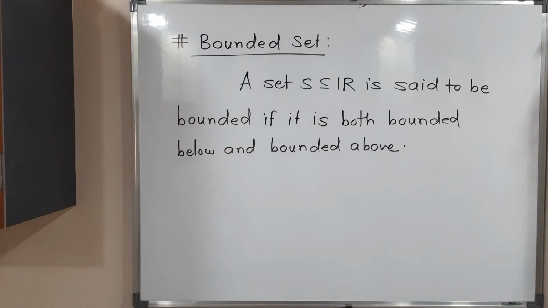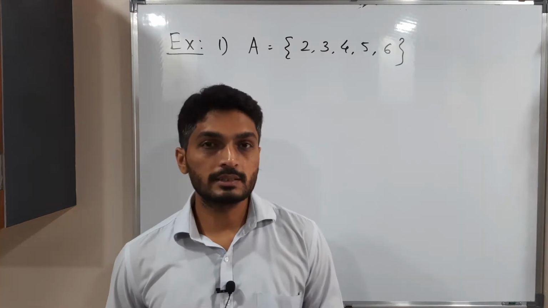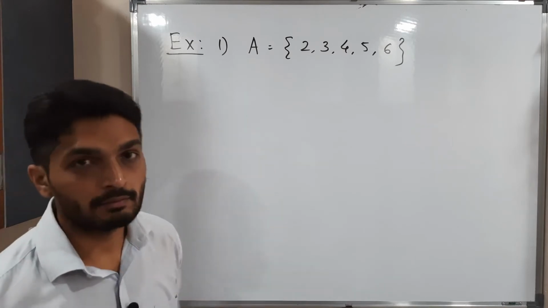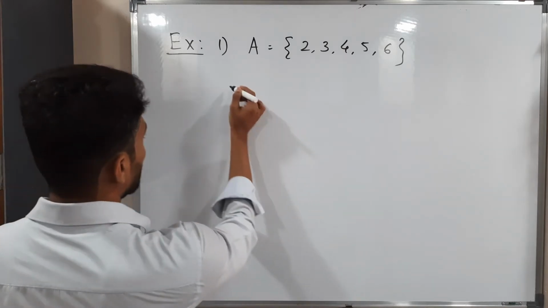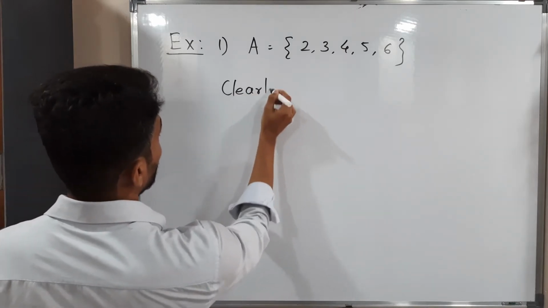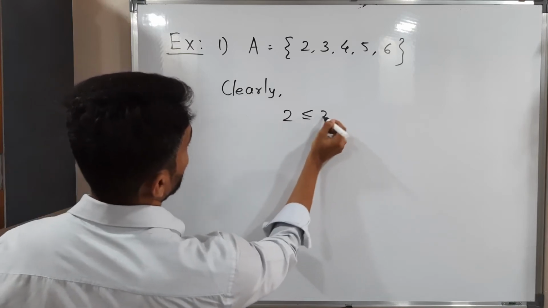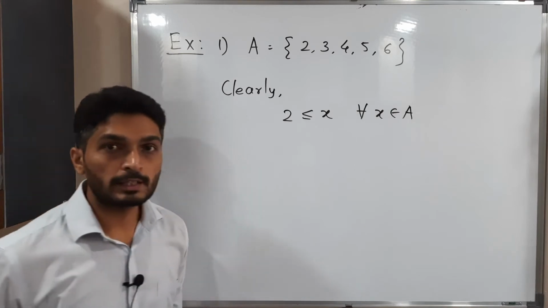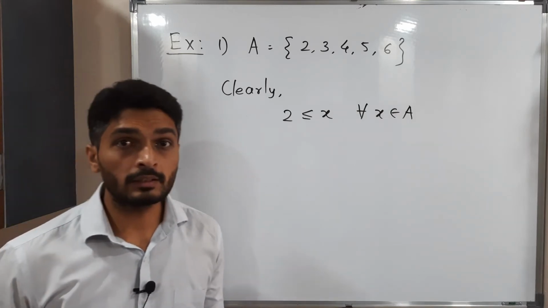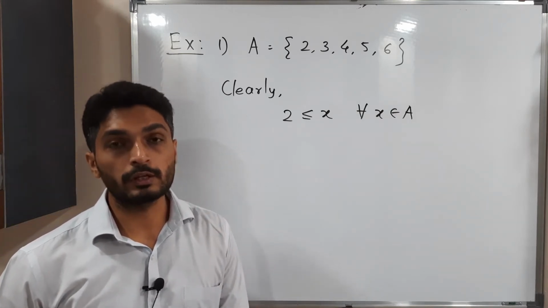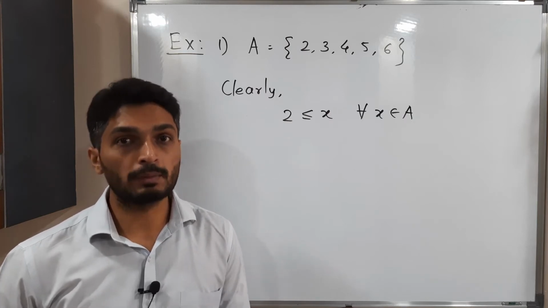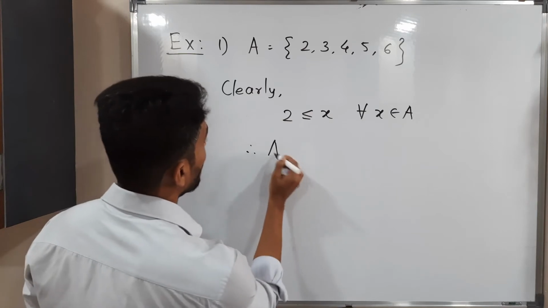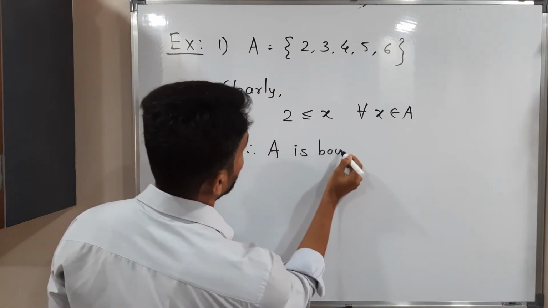After that we will discuss a few examples. Let us discuss this example. In this example, we have set A having 5 elements only. So clearly 2 is less than or equal to x for all x belongs to A. That means all elements of A are greater than or equal to 2. Therefore we declare 2 is a lower bound. So set A has a lower bound, so we can say A is bounded below.